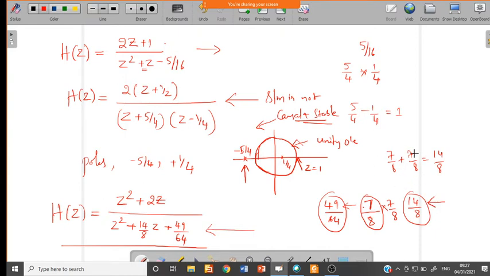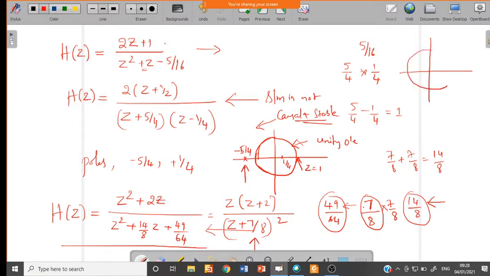Okay, so now what are the roots? The roots are minus 7 by 8, so we can write the denominator as z plus 7 by 8 whole square. In the numerator we can take z common, so we will get z into z plus 2, and the denominator is z plus 7 by 8 whole square. So now where do the roots exist? The poles exist at minus 7 by 8. Okay, so both the poles exist at the same point.